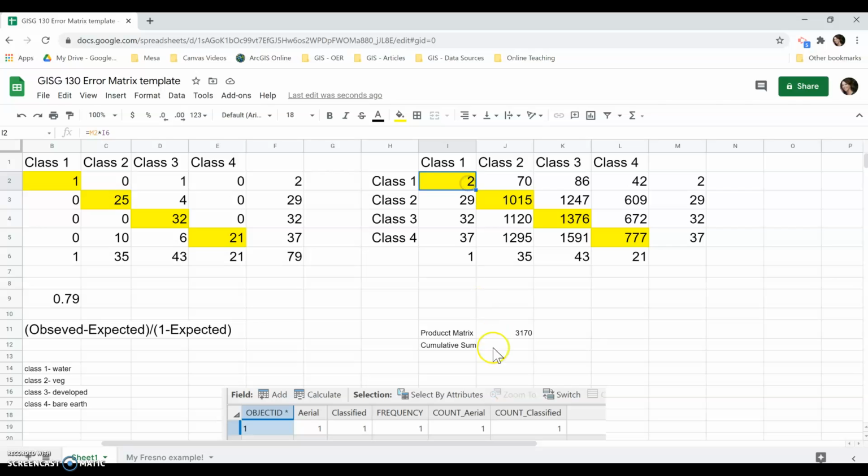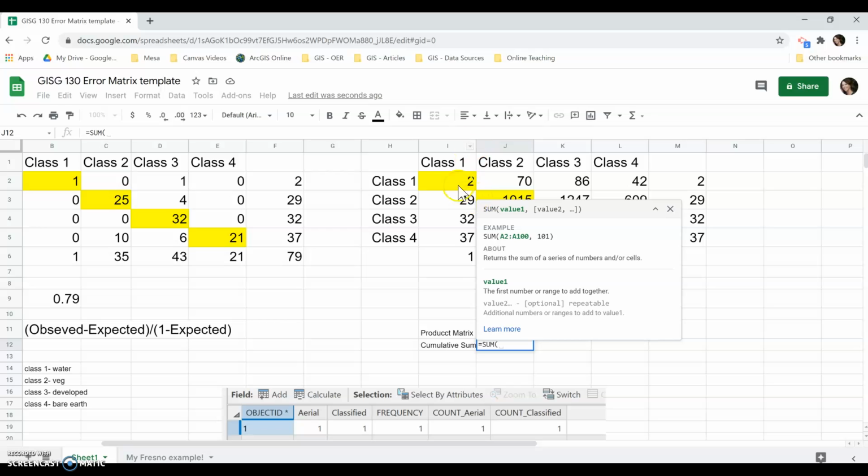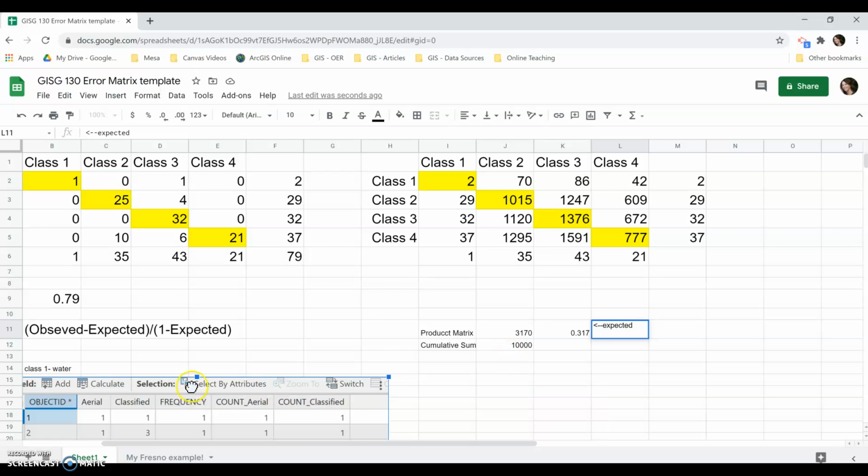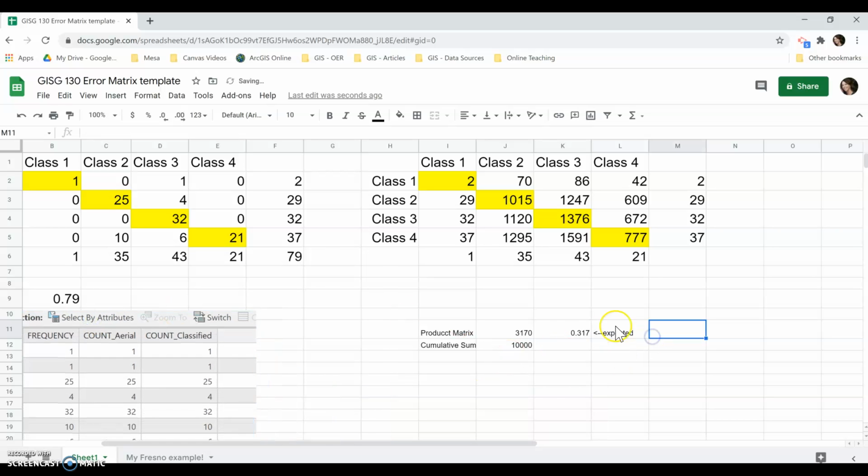So it's going to be everything in this box. All right, so for me that equaled 10,000. Okay, so then we do our product matrix divided by the cumulative sum. So this is our expected. All right, so now we get to calculate that Kappa score, which I'm moving again, because it's in my way again. All right, so there's our expected.